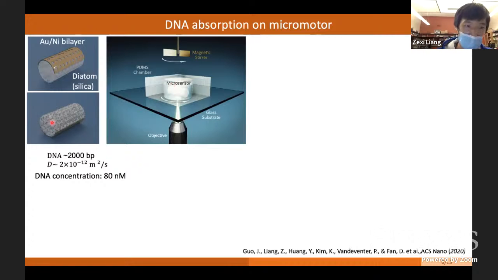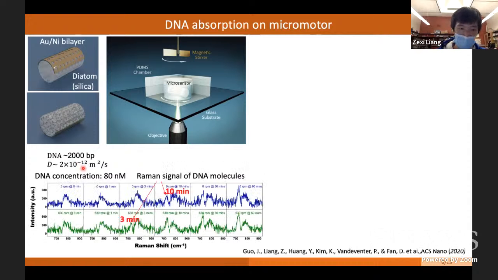And similarly, we synthesize small silver nanoparticles on the surface so that we can use SERS to detect the signal of the molecules. This time we move to a different molecule, a large biomolecule of DNA with roughly 2,000 base pairs. And this time the diffusivity is much smaller, two orders of magnitude smaller than the previous one, so that it has a relatively slow diffusion rate and we can have a relatively long observation time to detect the sensing kinetics.